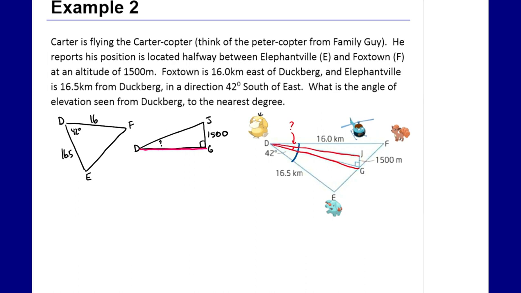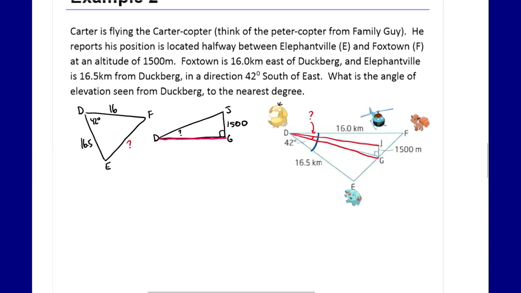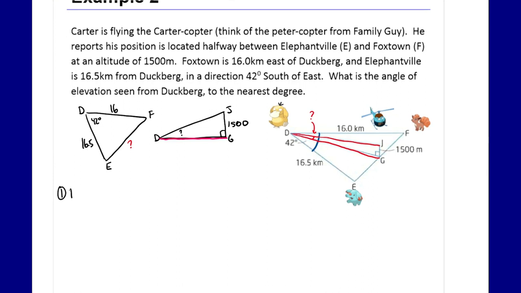So let's try to fill out the rest of the information for this triangle DEF, the one on the ground, made up of the locations of the three different towns. Based on what I have, I have a side, angle, side. So the only other information that I can find right now is this unknown side here, EF. And that's going to be our first step. So our first step is we're going to find the length of EF, this one long side.